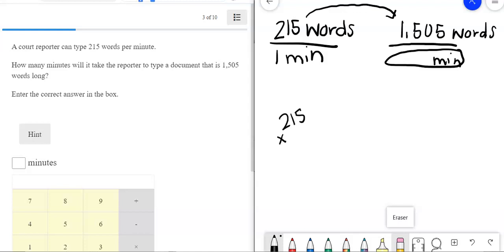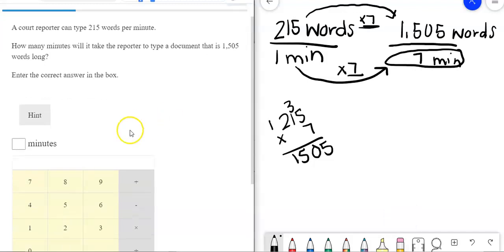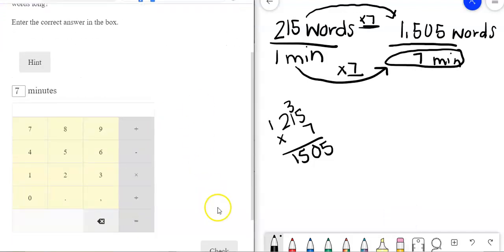Let me try 7. 5 times 7 is 35. 1 times 7 is 7 plus 3 is 10. 14, 15. Oops, so I'm going to multiply by 7. If I multiply by 7 up here to keep it equivalent and proportional, I need to multiply by 7 down here. So 1 times 7 is 7. So it will take her 7 minutes to do that.